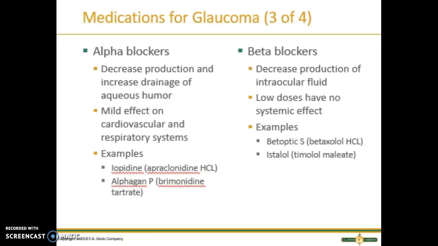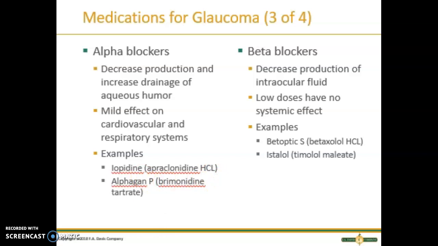Other medications such as the alpha and beta blockers, the carbonic anhydrase inhibitors, and osmotic diuretics decrease the intraocular pressure by reducing the flow of the aqueous humor by reducing the amount of aqueous humor. So alpha blockers decrease the production and increase drainage of the aqueous humor. They also have a mild effect on the cardiovascular and respiratory systems. Apraclonidine HCl is an example of this.